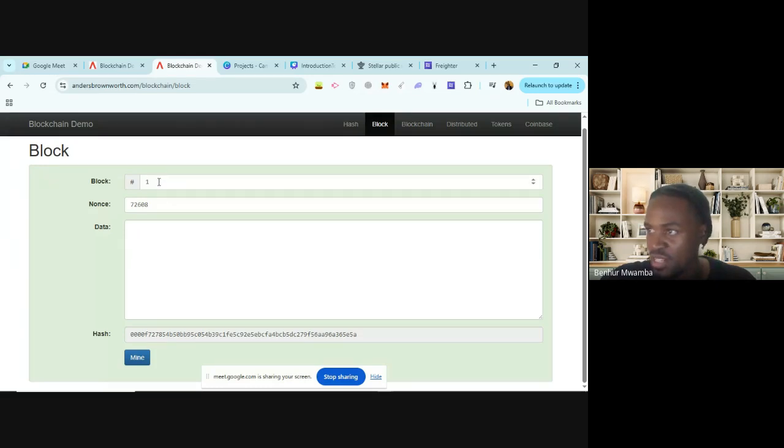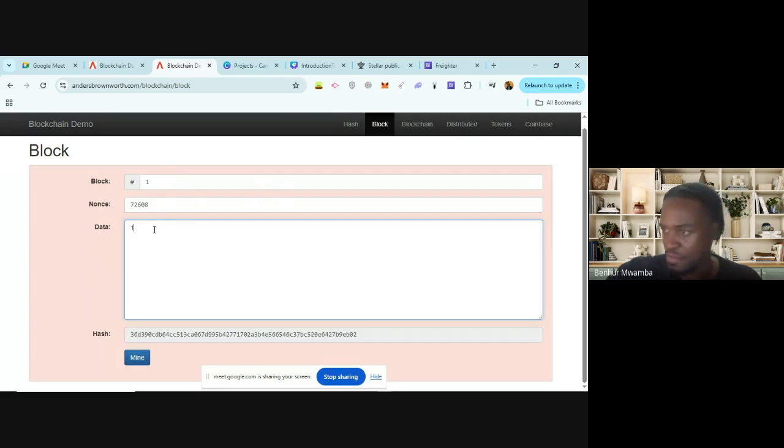So here there's a 1, the block number 1. A nonce, we'll get into that. There's also a nonce here, 72608, and then there's an empty field of data. So all the information from these three fields creates this hash. And you can see that the hash starts with 40, which is kind of odd, but you'll understand why it's like that.